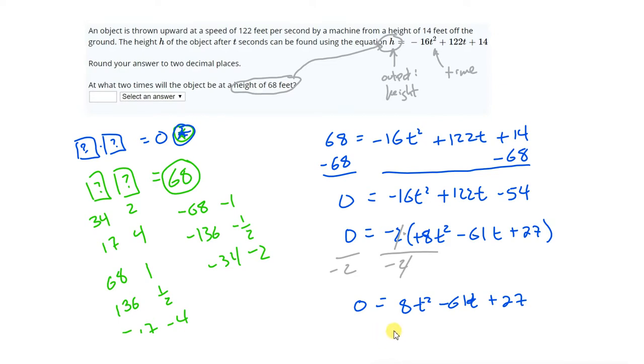Okay, what does quadratic formula say? It says that the value of t or x or whatever your variable is that makes a quadratic equation true, as long as the quadratic equation is set equal to 0, is a kind of an unusual combination of the a, the b, and the c coefficient. My a is 8. Okay. My b is negative 61. My c is positive 27 in this case.